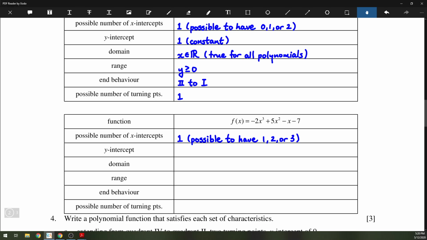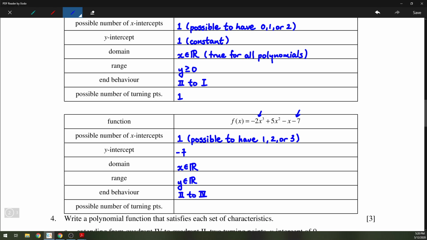Now the y-intercept will be -7 because that's what the constant is. It's right here. We also have the domain is going to be x is an element of the real numbers. Now the range, it is an odd degree function, so the range is going to be y is an element of the real numbers as well. The end behavior, now this is a negative function, so it's going to go diagonally across the plane this way. So it's going to come from quadrant 2 and end in quadrant 4.